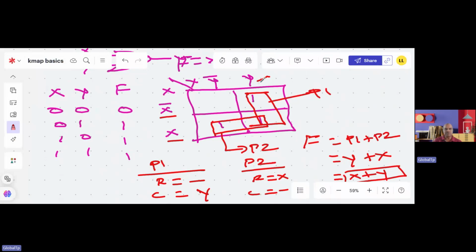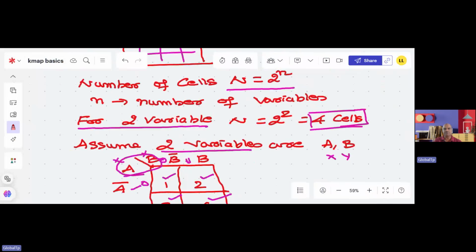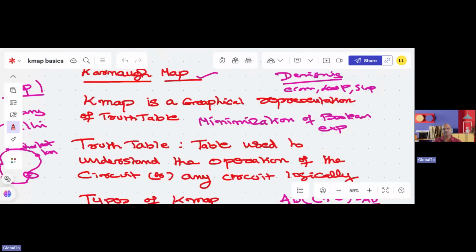So up to this, the overall summary is what a Karnaugh map means. A Karnaugh map is nothing but a graphical representation of a truth table. And this Karnaugh map is mainly used to minimize a Boolean function.